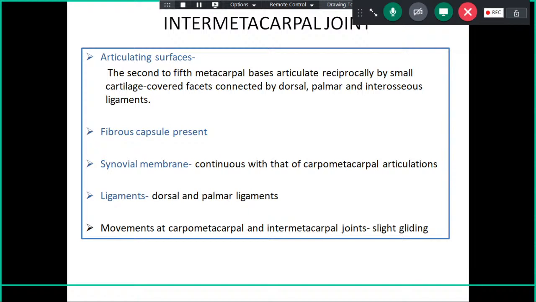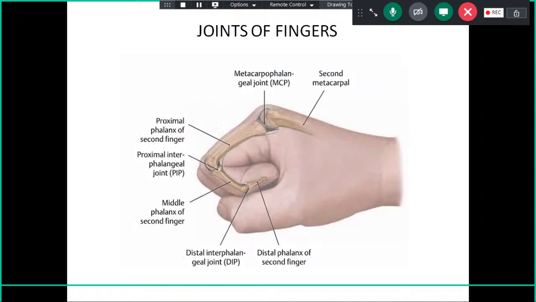The fibrous capsule is present, and the synovial membrane, as we have already highlighted a number of times, is continuous with that of the metacarpal articulations. We have the dorsal and palmar ligaments. The array of ligaments stays almost the same, and the movements permissible at the carpometacarpal and intermetacarpal joints are slight gliding movements, associated movements. Okay, coming over to the joints of the fingers, this is a representative image showing what joints we have.